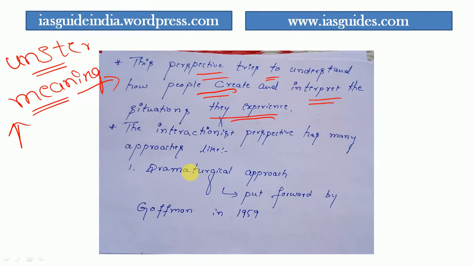Snake means, you know that everybody has a kind of fear when it comes to snakes. How come you know that everybody has fear? It is due to daily experiences. That is what I am telling here. People create and interpret situations by their experience on a daily basis. That is what the interactionist perspective is more interested in.